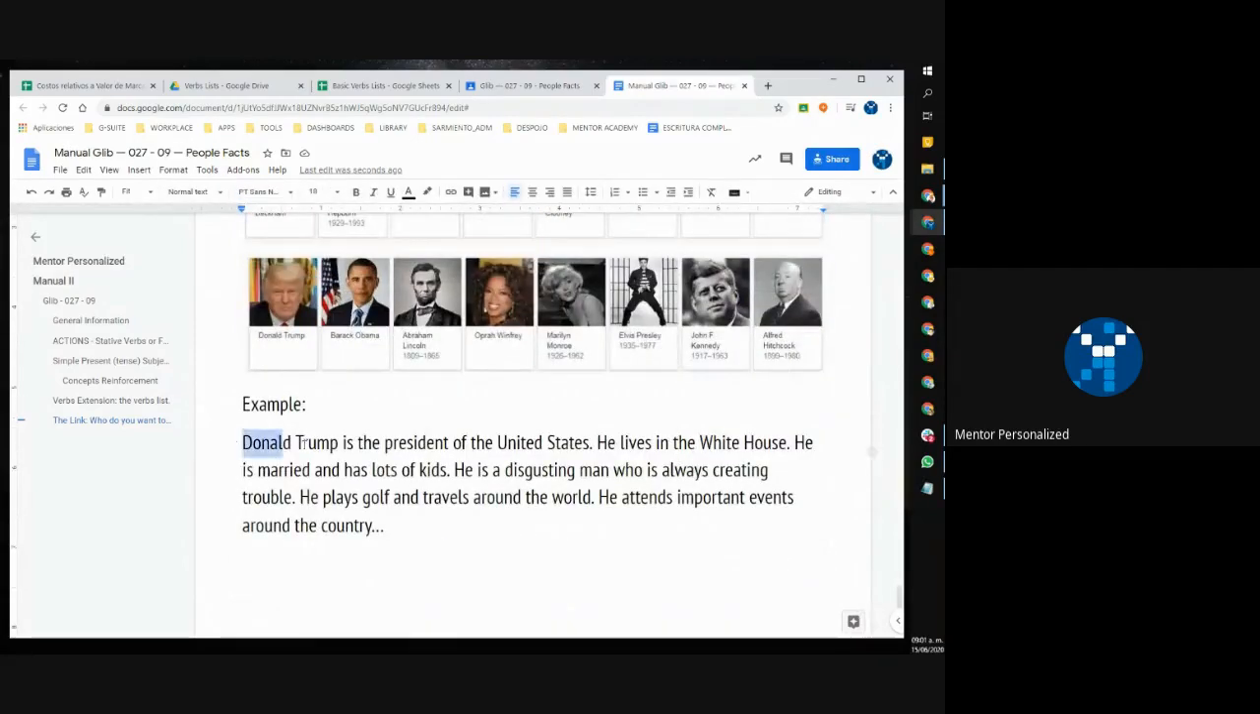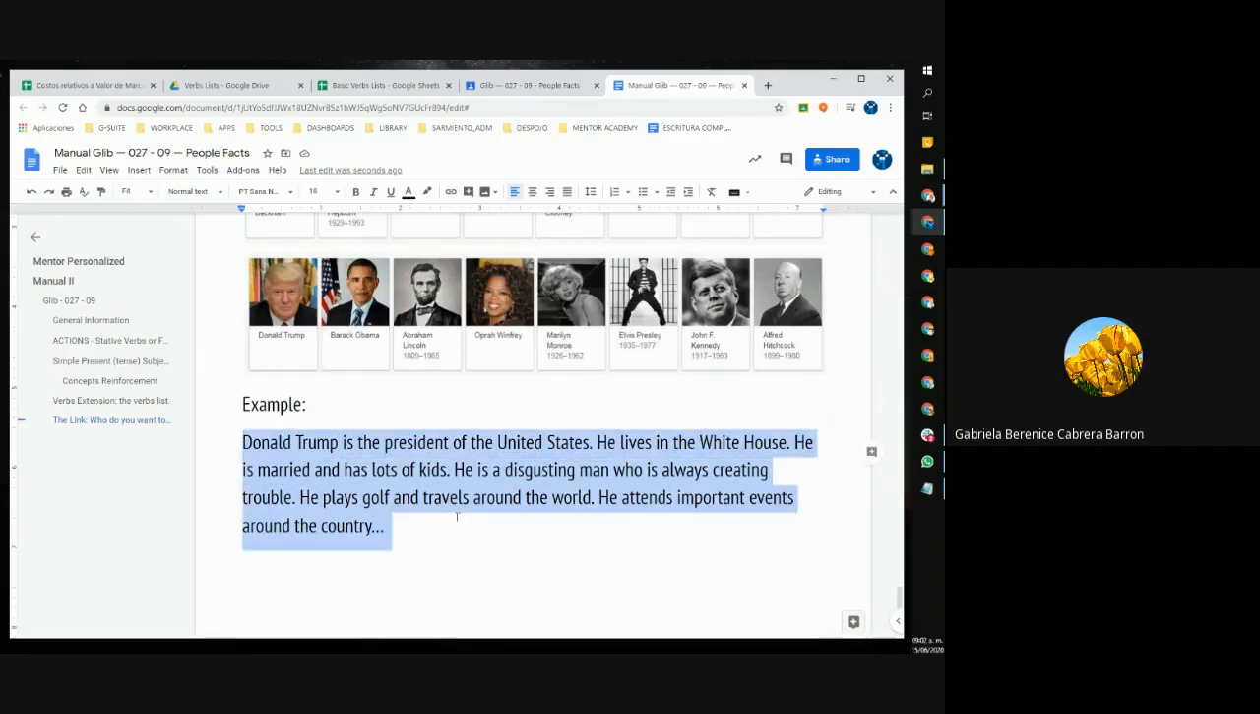If you want it real, you can research the person, or if you know them, even better. But you don't have to do that much research, it can be invented. For example, Donald Trump is the president of the United States. He lives in the White House. He is married and has lots of kids. He's a disgusting man who is always creating trouble. He plays golf and travels around the world. He attends important events around the country.